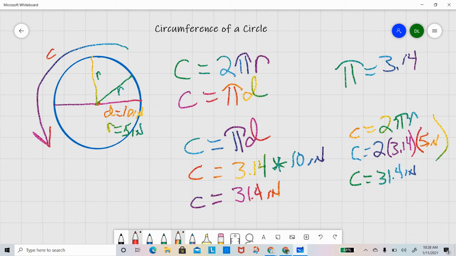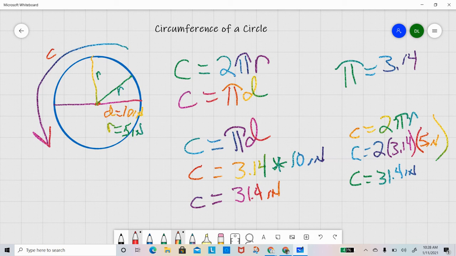Okay, so the circumference of a circle, what do you need to remember? It's the outside part of the circle. It's the distance around the circle. It's the perimeter of a circle. What are the formulas for it? Well, circumference equals 2 pi r or pi d.